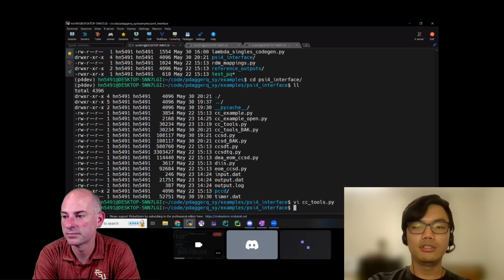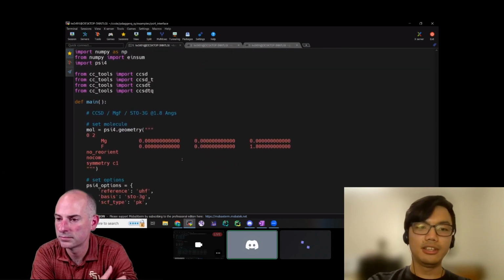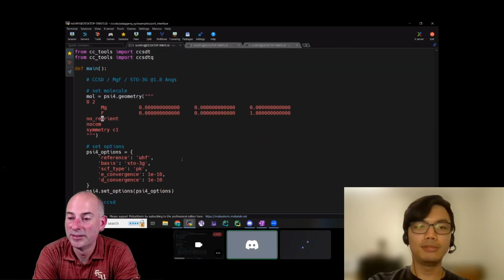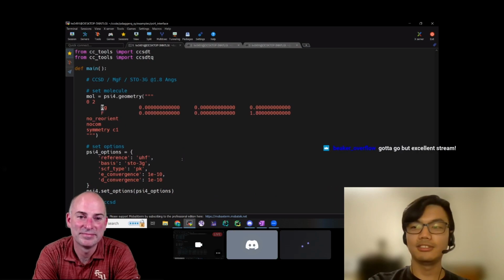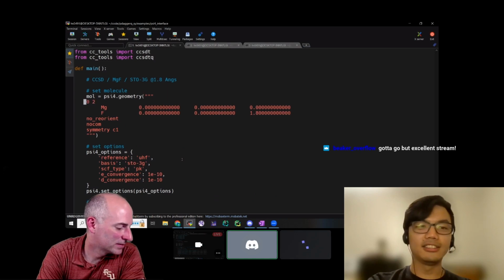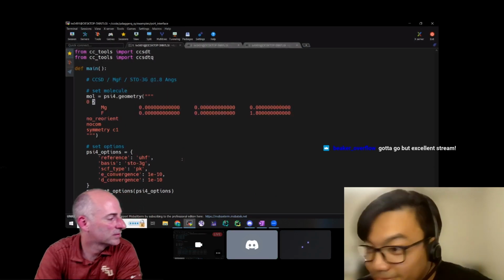So now I have created this example with open shells, basically just the example and script, and I just copy it over. And this is our beloved magnesium fluoride molecule. And now you can see the charge is 0, so it's neutral, but the spin multiplicity is doublet.